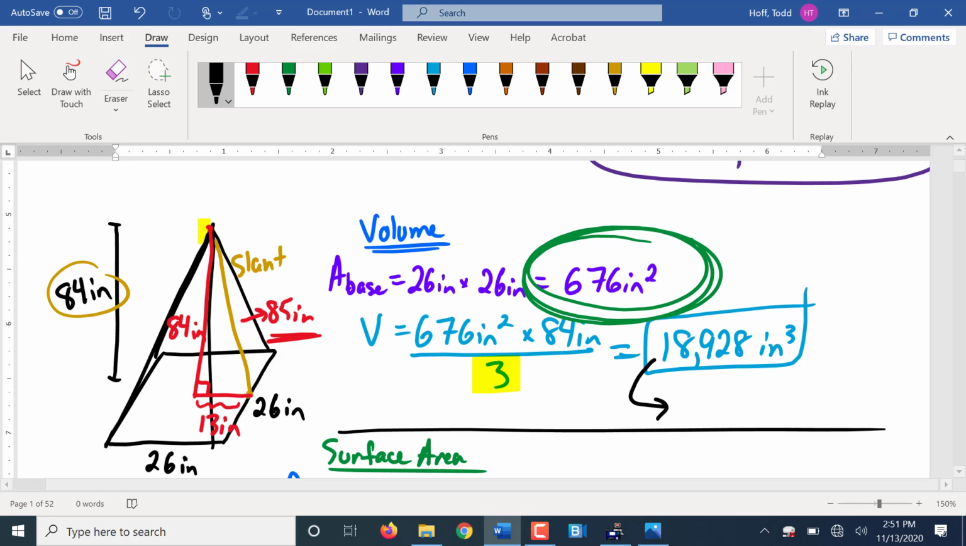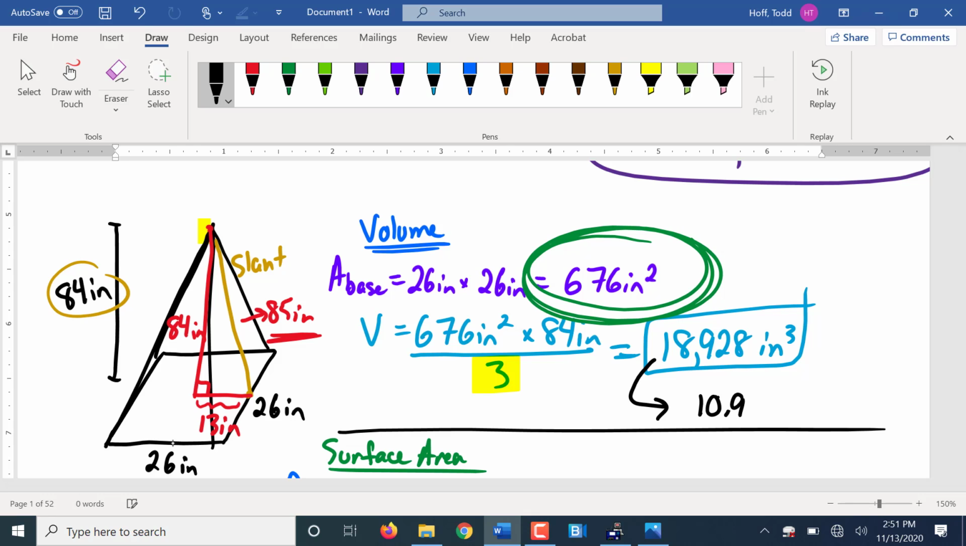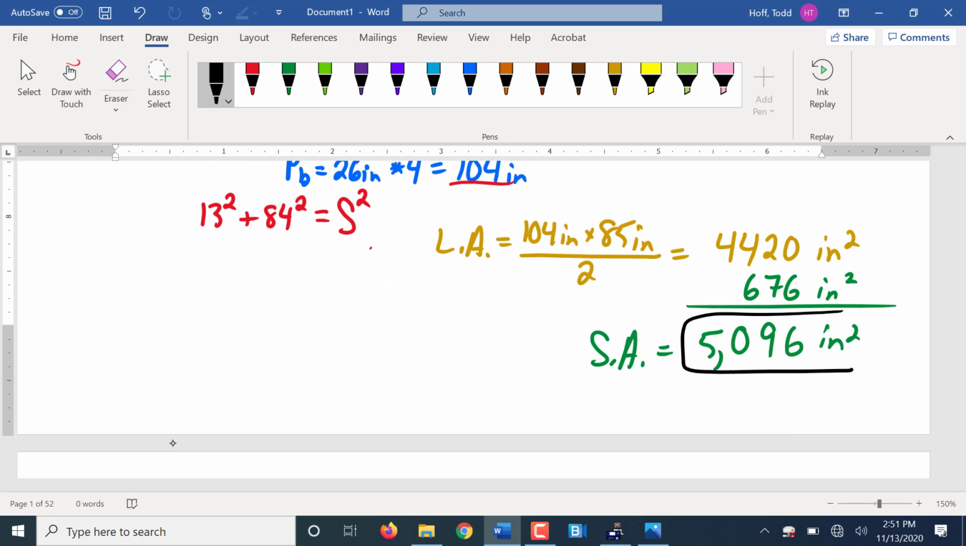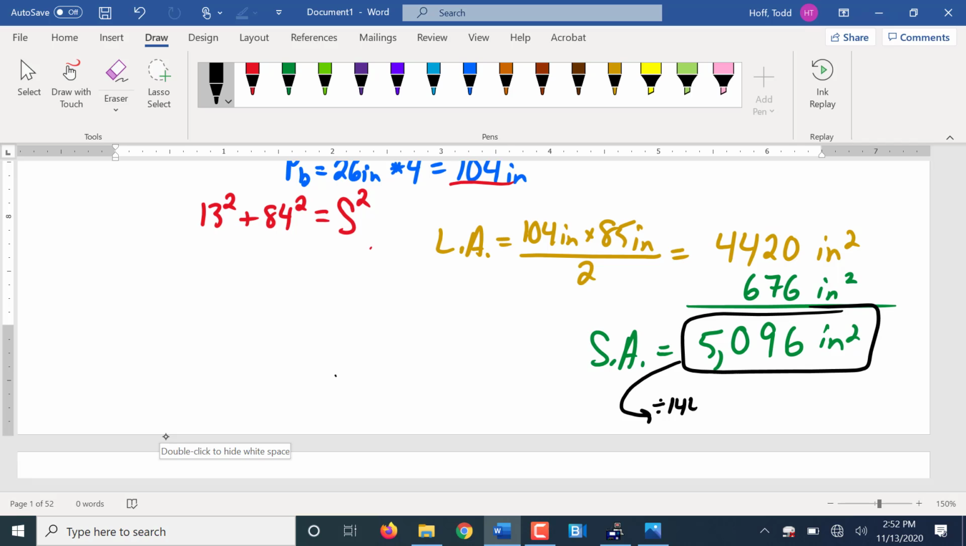Convert that to square feet for me. Sorry, cubic feet. It's cubic inches. Convert that to cubic feet. That sounds right. 10.95 is correct. Remember, it's divided by 1728. It's 12 cubed because it's cubic inches and cubic feet. While we're at it, convert this to square feet for me. Sounds good. 35.39, yeah. Remember, we're dividing by 144 now because it's square feet.